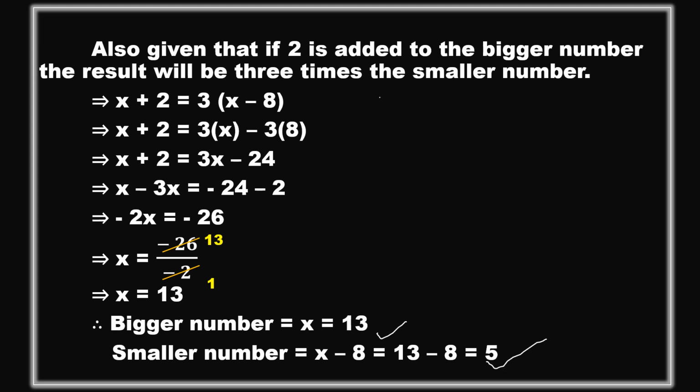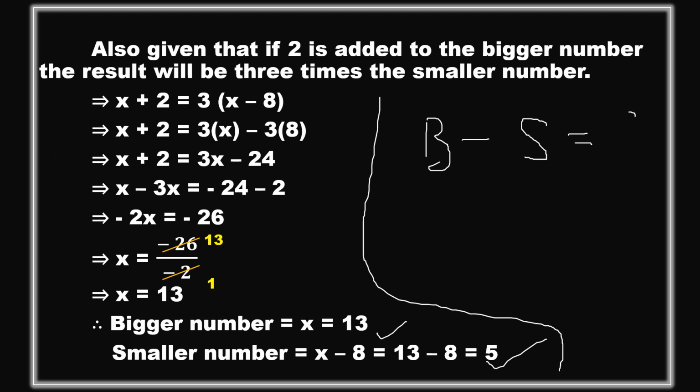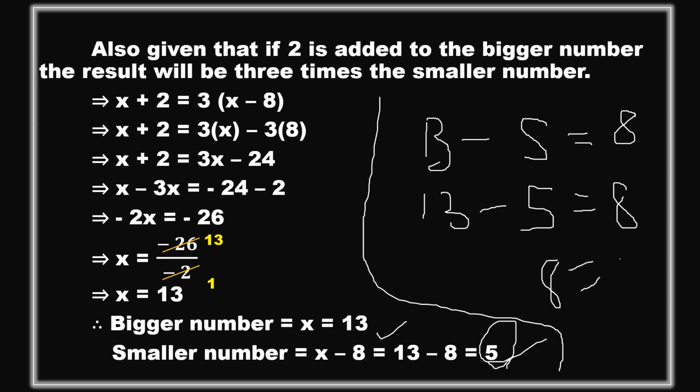Okay. Let us put these values in our given condition. What is our given condition? Bigger number minus smaller number equals 8. Okay, so let us substitute and check. So 13 minus, what is the small number we got? 5. So 13 minus 5 equals 8. So we got 8 equals 8. So whatever we did is correct, right?